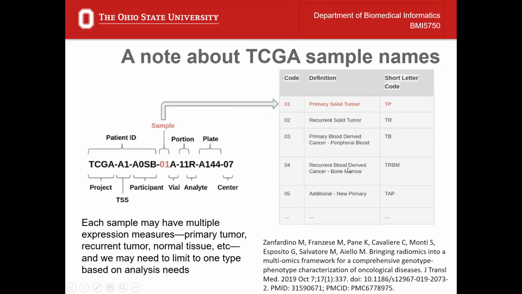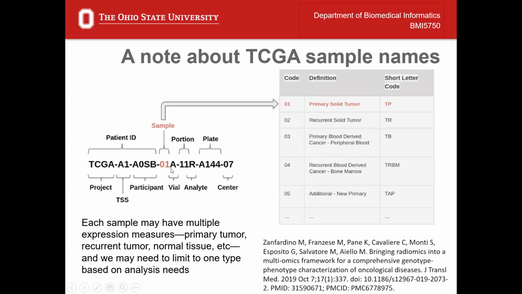Different codes will be defined by different definition types. So 01 will be primary tumor, 11 will be normal sample, and then anything in between, I think 6 is recurrence, and here, 2 is recurrence. I think 6 is metastasis, but they mean different things.